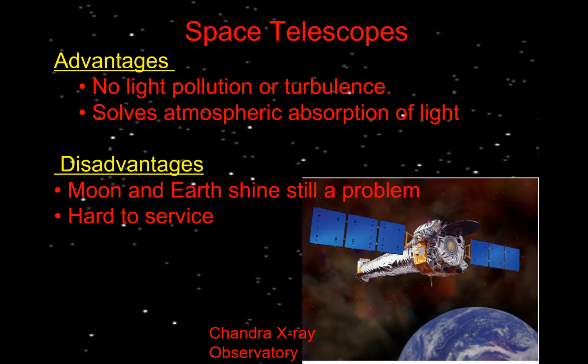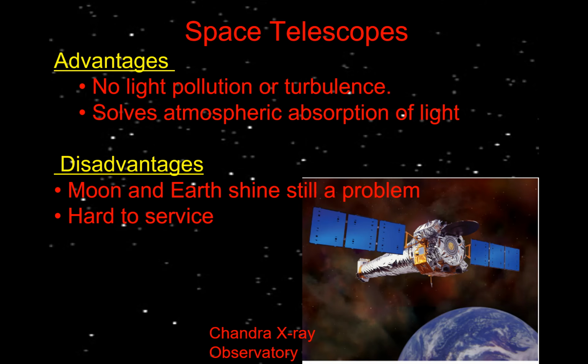So in terms of space telescopes, an advantage is there's little light pollution or turbulence in the atmosphere to affect your image. It solves the atmospheric absorption of light, meaning that X-ray telescopes and gamma-ray astronomy can be done from orbit that can't be done from the surface of the Earth. Some disadvantages? With something like Hubble, the Moon and the Earth still shine into its aperture and actually cause interference from very faint objects. Not a problem with the James Webb Telescope.